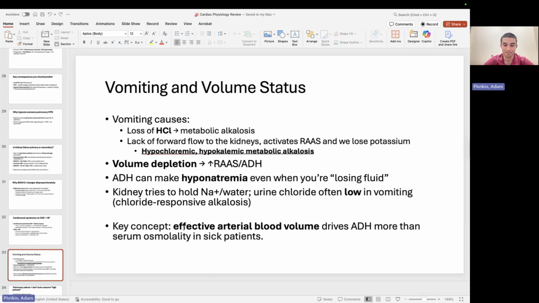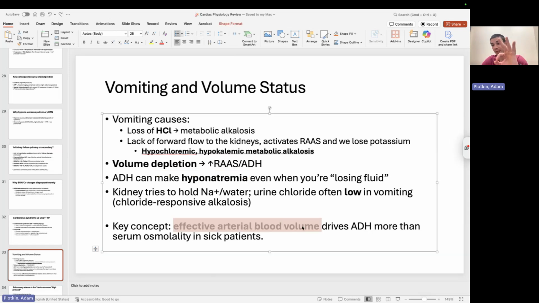But my key concept: there are three things that really activate antidiuretic hormone. It's low forward flow, so low blood volume. It is high tonicity or high solutes, sodium being the biggest one. And then it's pain, vomiting, things along those lines that can activate ADH as well. It's really the low forward flow that drives antidiuretic hormone the most. So if there's a low amount of blood volume, antidiuretic hormone should be high.